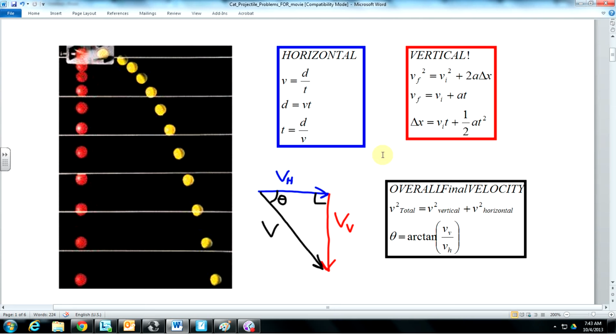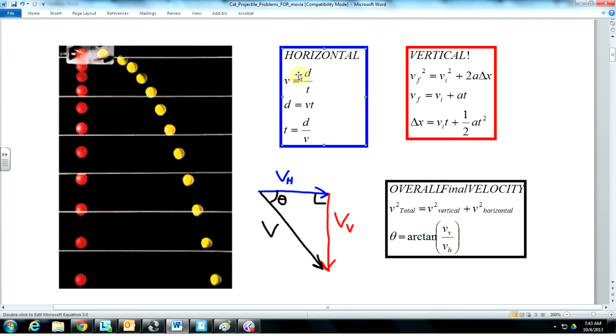And the key to doing all these problems is an amazingly cool fact, and that's that horizontally, when you have an object moving, it's going to have constant velocity. And so we have our constant velocity equations, which I'm going to keep in blue here. They're very simple to use, and that's for horizontal movement.